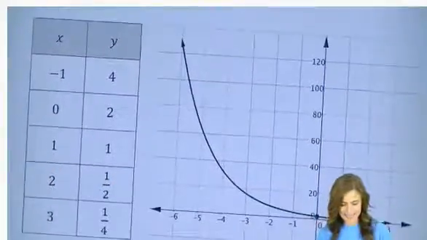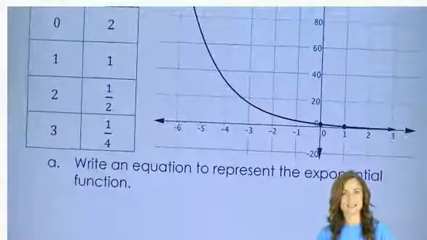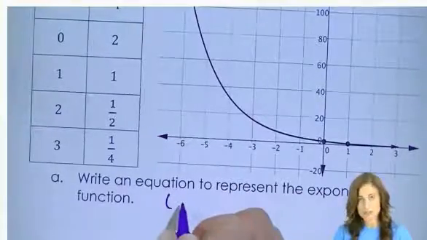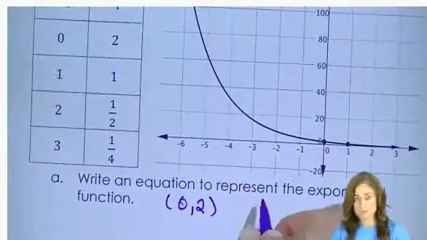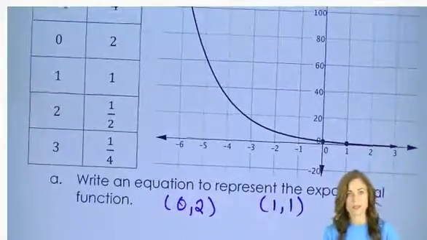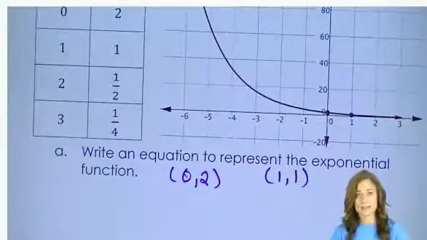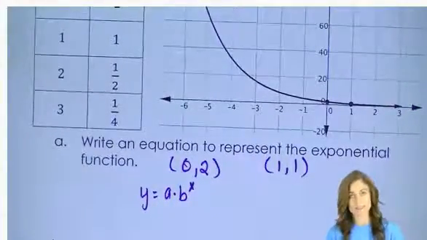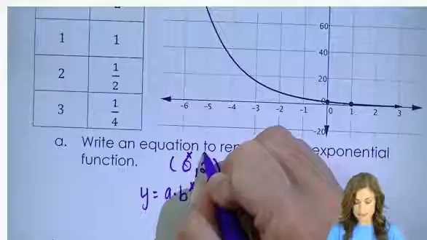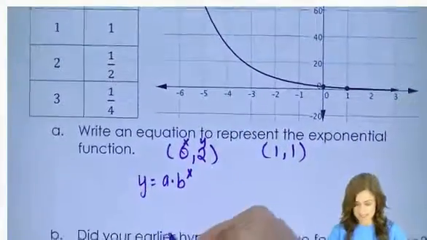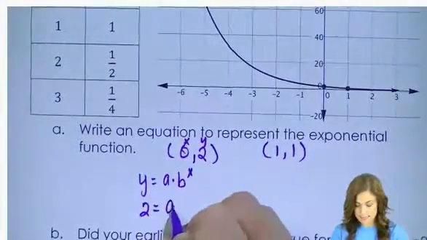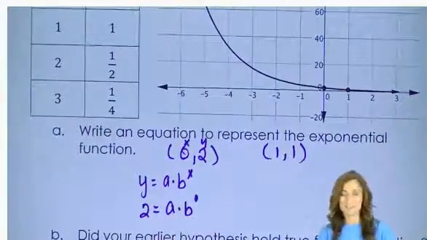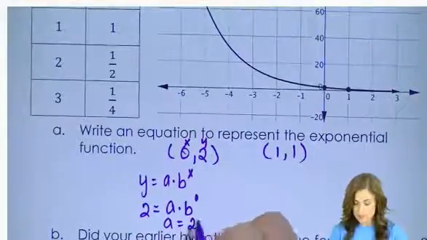Okay, let's look at it together. Now, remember that we like to start with the y-intercept and where x is 1. So the 2 points that I'm going to use are (0, 2) and (1, 1). I'm going to substitute these in for y equals a times b to the x. 0 for x, 2 for y. So I get 2 equals a times b to the 0. Anything to the 0 is 1. A times 1 is a. So a is equal to 2.